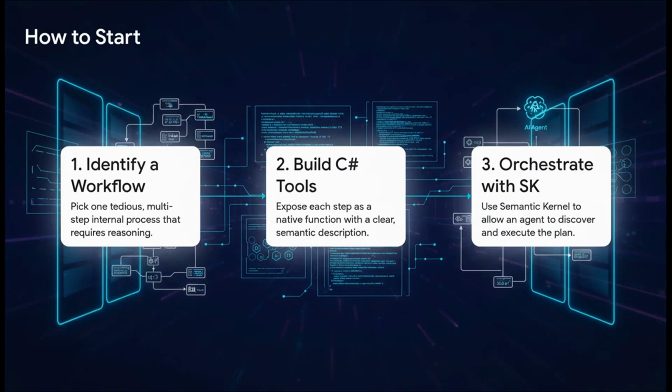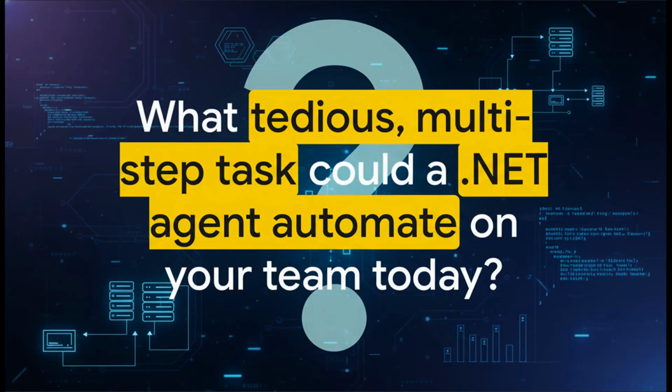And here is your call to action. My advice, start small. First, identify one high-value, tedious, but multi-step internal workflow on your team. Maybe it's onboarding a new customer or provisioning a new test environment. Second, start building the C# tools, those individual, well-described functions that an agent could use to automate each step. And finally, use something like Semantic Kernel to orchestrate those tools and let an agent actually try to execute the plan.